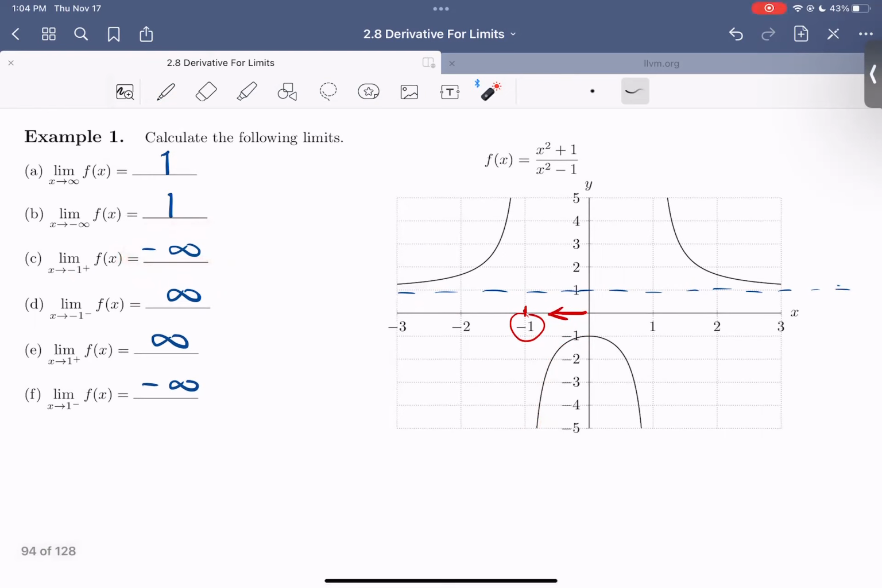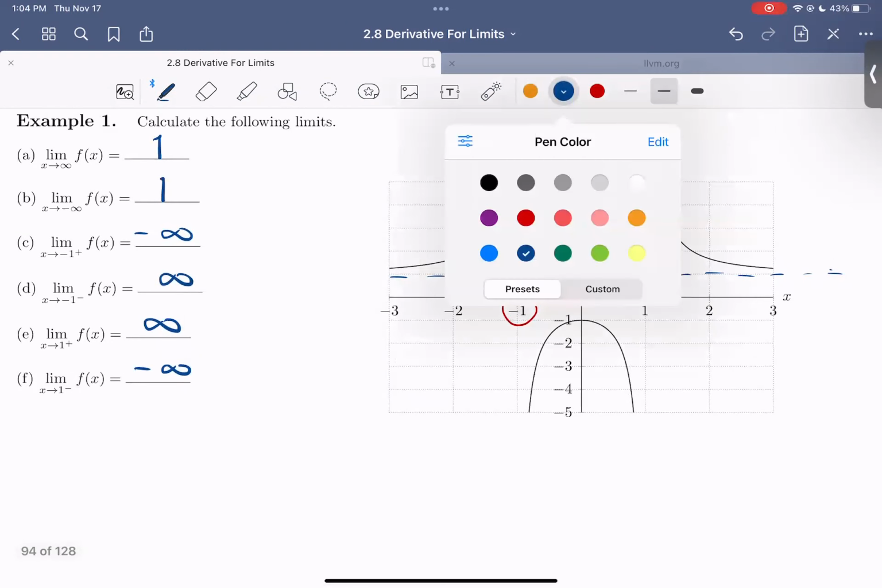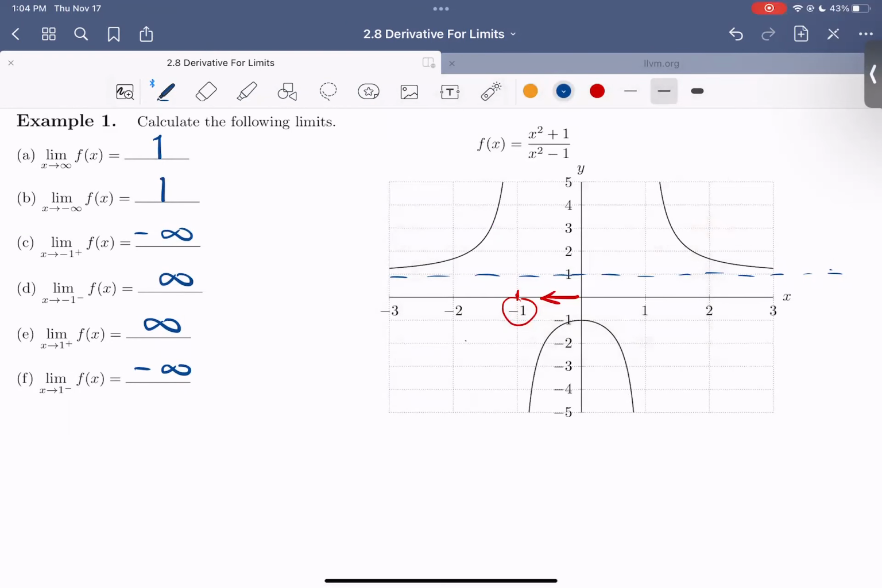It looks like -infinity. And in fact, if we want to decorate this graph a little bit more, it looks like we have some asymptotes on various locations of our graph. Recall, an asymptote is an axis or a line which our graph approaches but never touches. So it looks like we have some asymptotes here. Okay, so that was just using the graph.